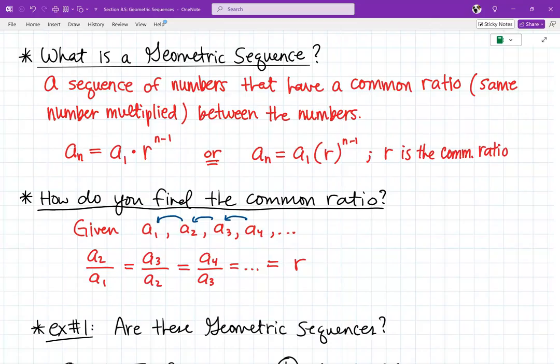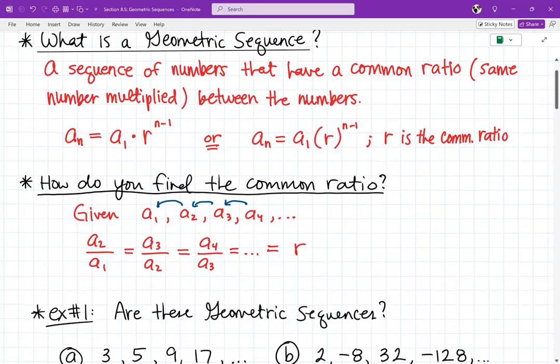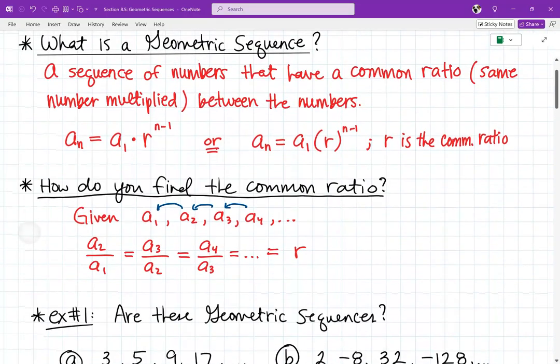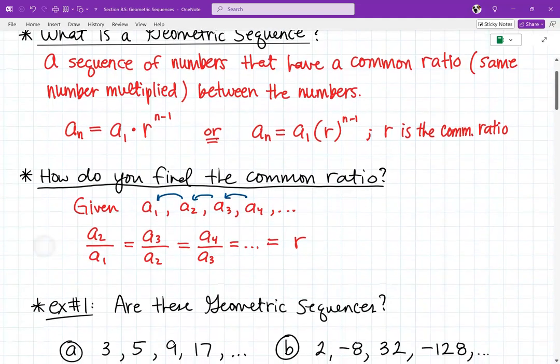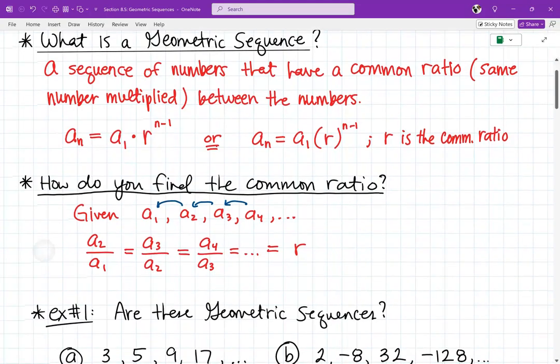All right. So again, a geometric sequence is a sequence of numbers that have a common ratio. A common ratio means you multiply by the same number over and over again. So we're multiplying. The way you find that common ratio is through division, dividing the next term by the previous term.